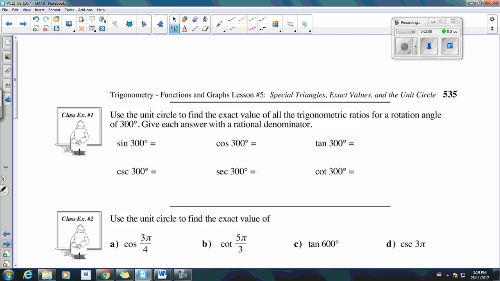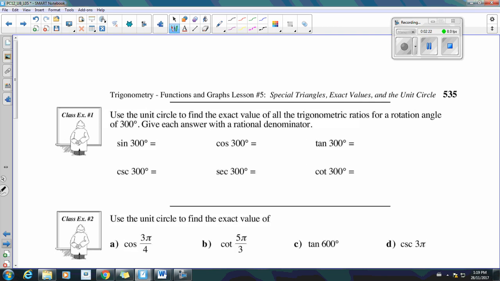So example 1: use the unit circle to find the exact values of all the trigonometric ratios for a rotational angle of 300 degrees. Give each answer with a rational denominator. You can do this using your unit circle, your special triangles, or the hand trick, which I'll post a separate video for. All of them are going to give you the same answer.